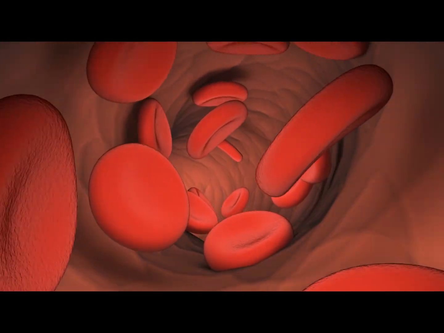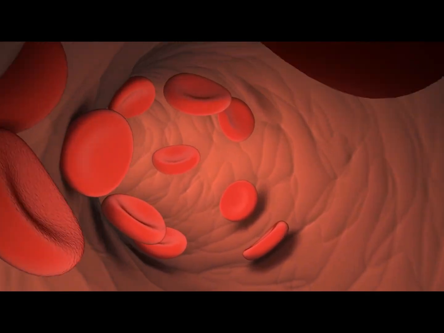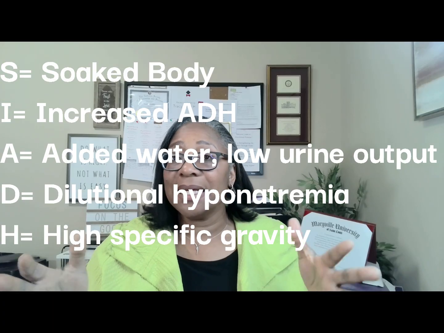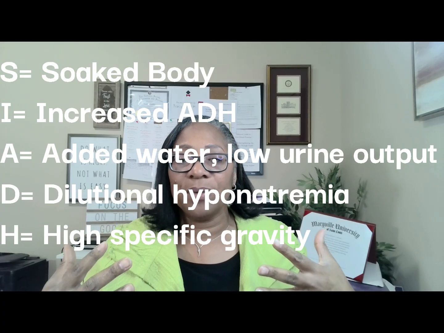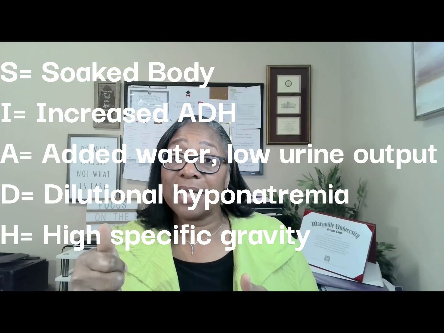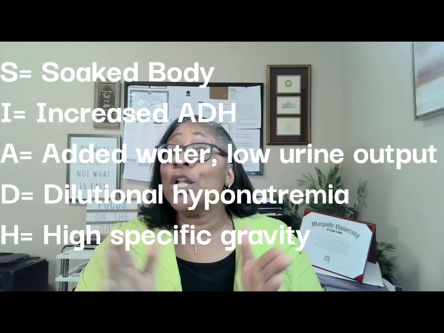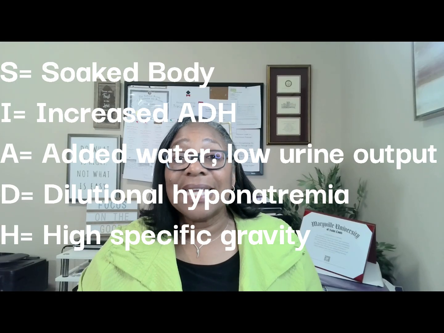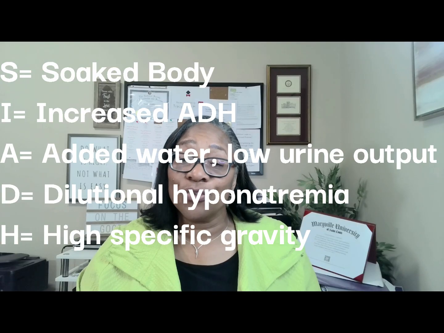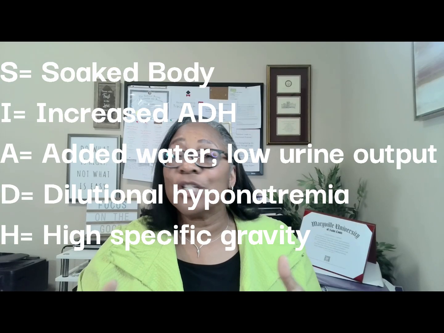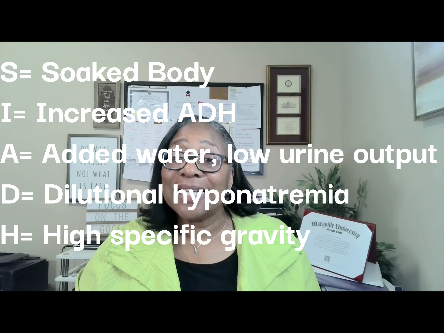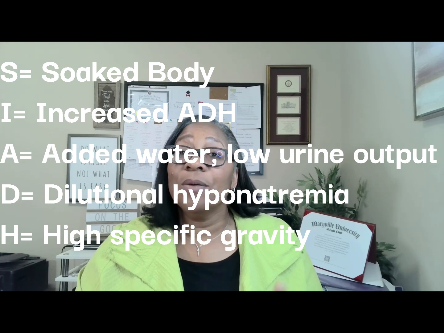There's a little mnemonic that you can use. S is for soaked, so the body gets waterlogged, it just has too much fluid. I is for increased ADH, antidiuretic hormone. A is for added water and low urine output. D is dilutional hyponatremia. So the sodium in the body gets watered down. And H is for high specific gravity because you're going to have concentrated urine. So those are the things that you're going to look for.